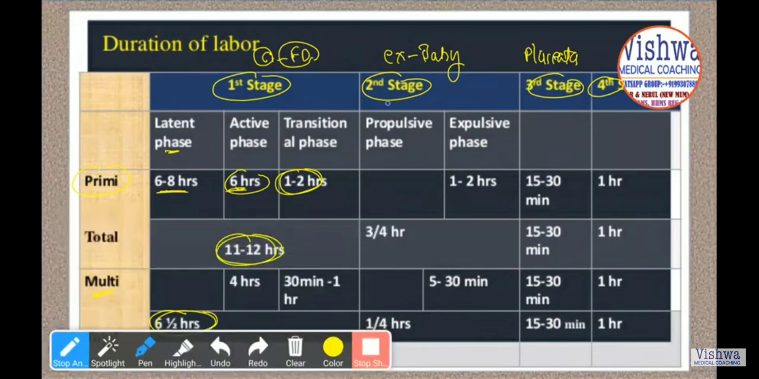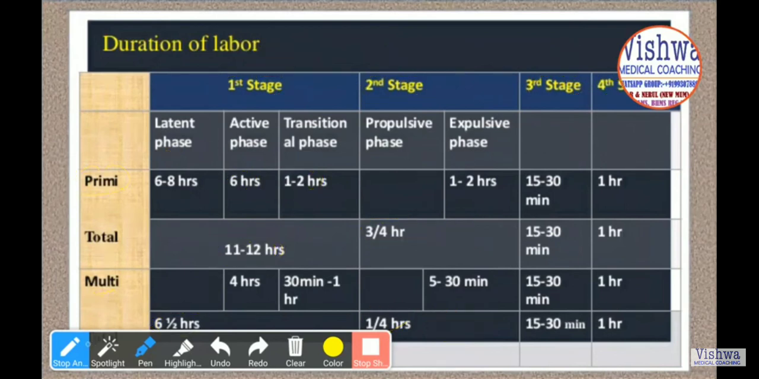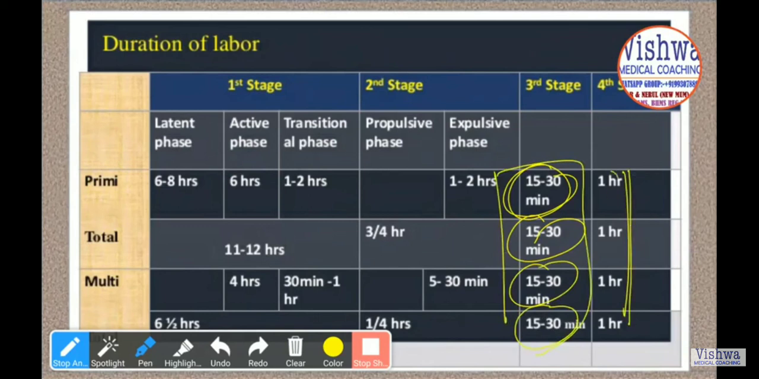The second stage is about 45 minutes approximately for primigravidas, and about 15 to 20 minutes for multigravidas. Remember, all stages of labor take less time in multigravidas than in primigravidas. The third stage is approximately 15 to 30 minutes for all, primigravidas as well as multigravidas. And of course, the fourth stage is 1 hour of observation. That is also the same.